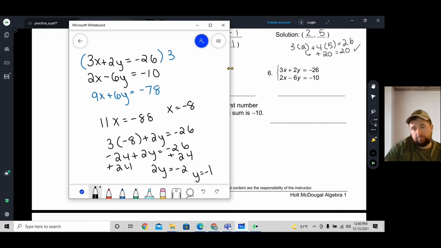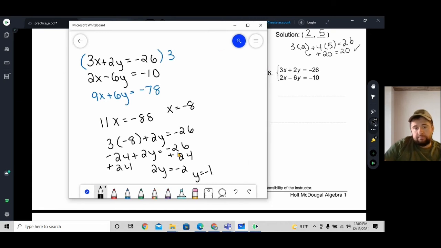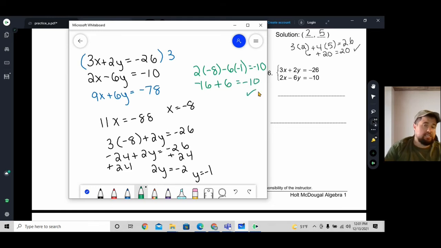And I'm going to check this in the other equation. I'm going to plug it in. So I'm going to say, is 2 times -8 minus 6 times -1 equal to -10? 2 times -8 is -16. -6 times -1 is +6. Is -16 plus 6 equal to -10? Yes, it is. So we know that our answer is correct. And then we're going to look at our word problem.